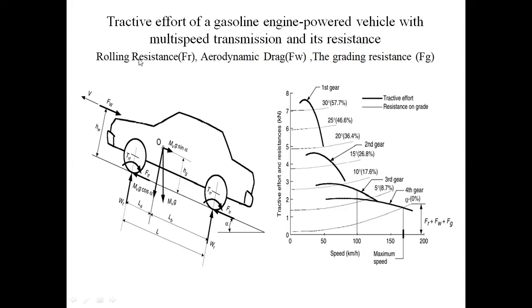In total, there are three resistances. One is the rolling resistance, the second is the aerodynamic resistance, and the third is the grading resistance. FR is the rolling resistance due to the wheels. Aerodynamic resistance is due to air. Grading resistance is due to this angle theta. Now I will explain the output. This characteristic shows the tractive effort and rolling resistance.